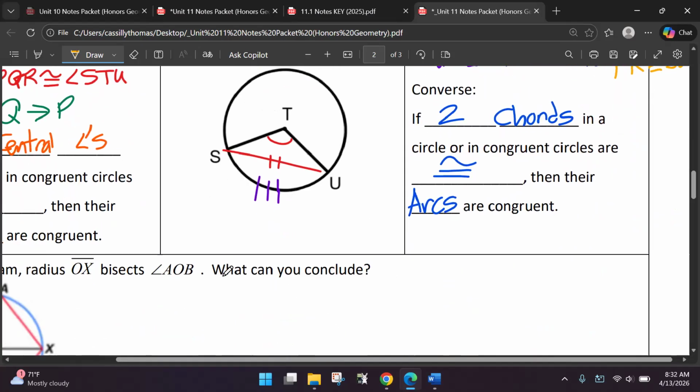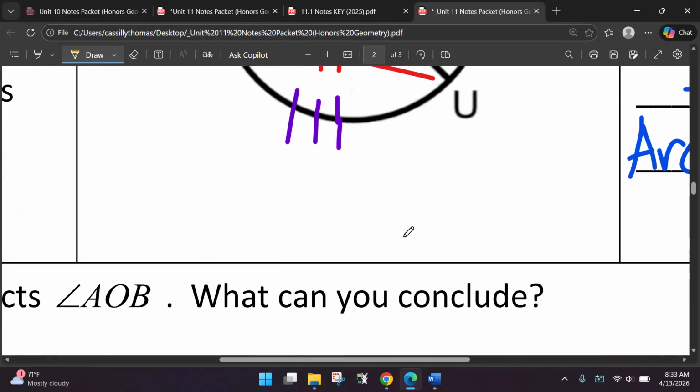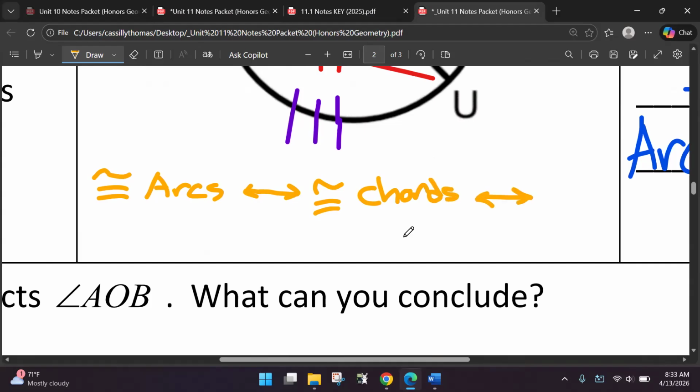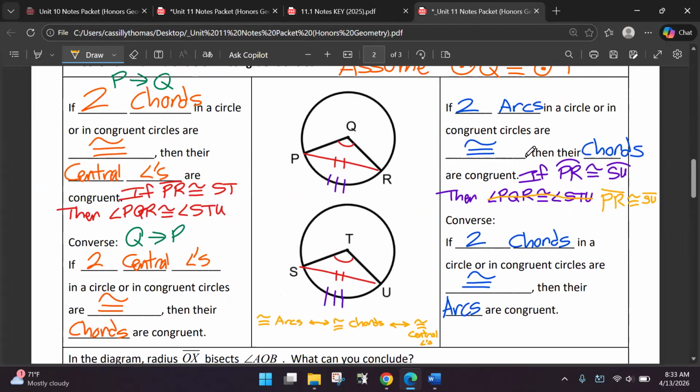In other words, let's zoom in and write that down. Congruent arcs. Actually, let's use a biconditional, that double arrow. We haven't used one of those since Unit 2. If we have congruent arcs, we have congruent chords, and we're also going to have congruent central angles. Basically, these two theorems, we can use the transitive property and tie all of that together.